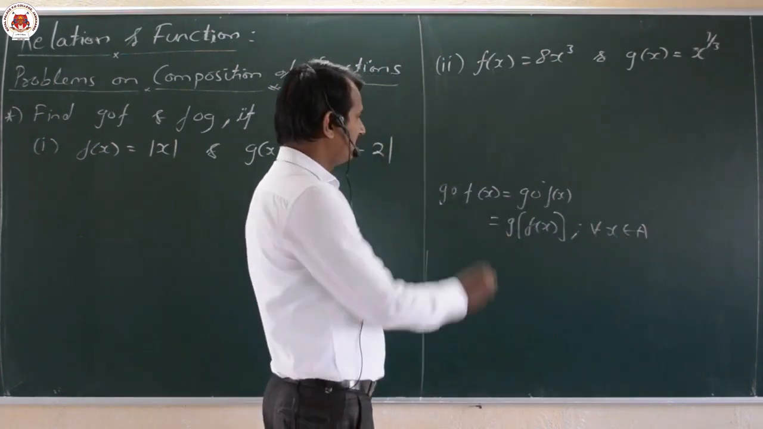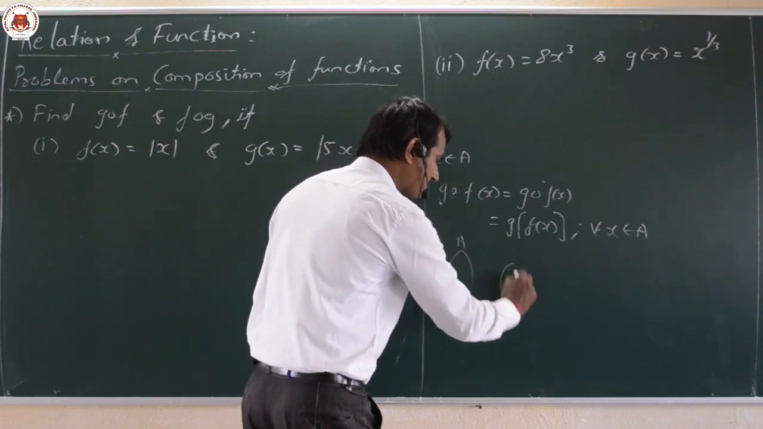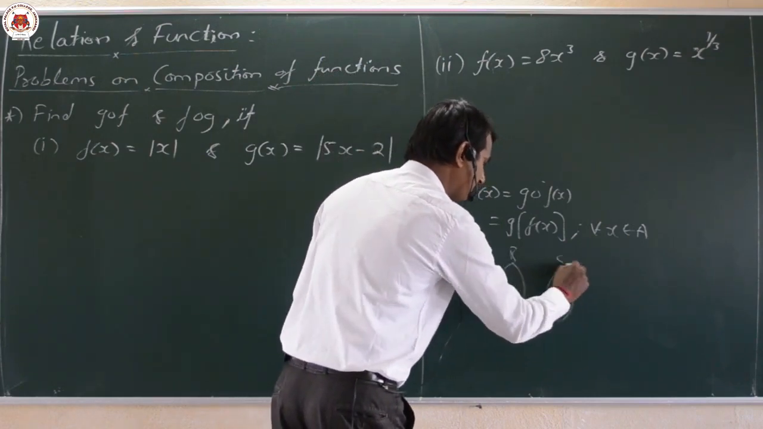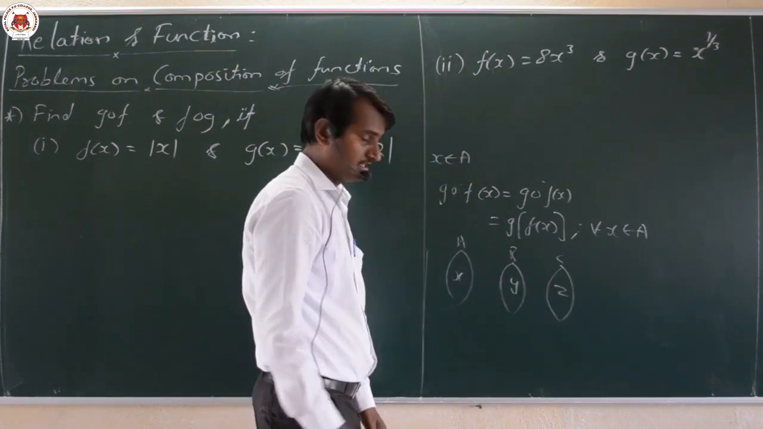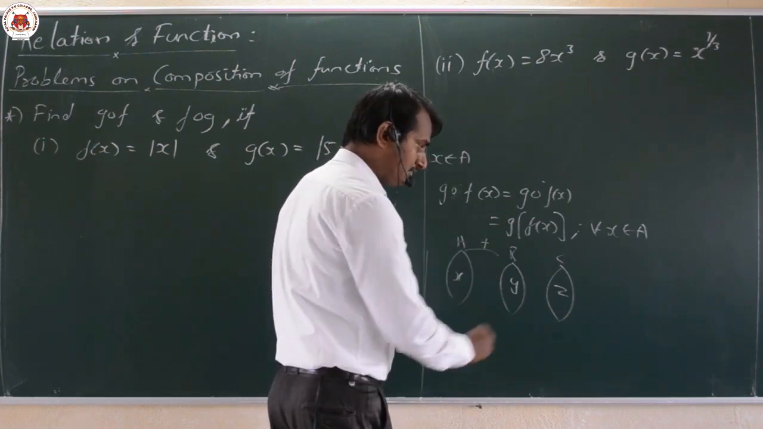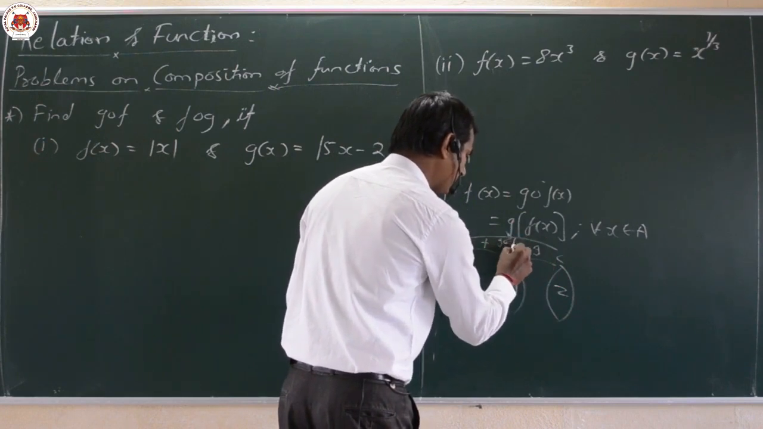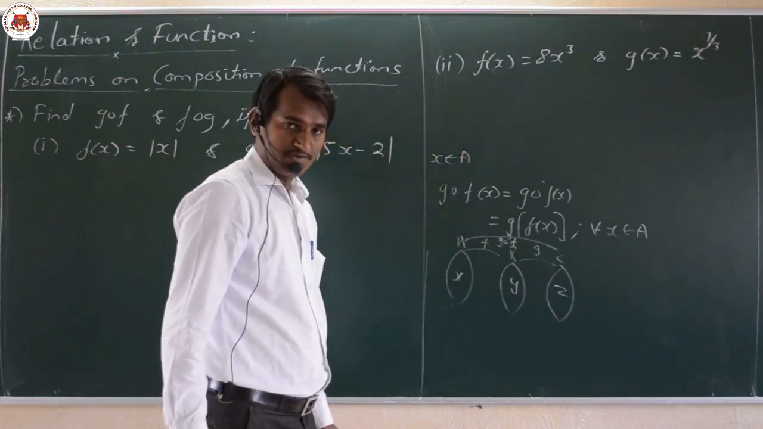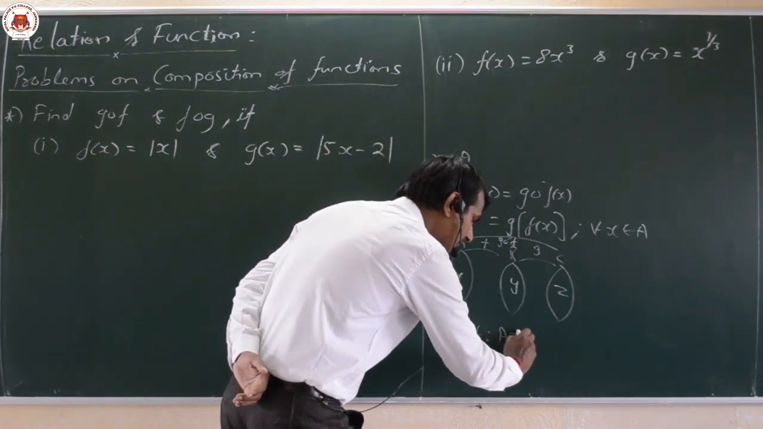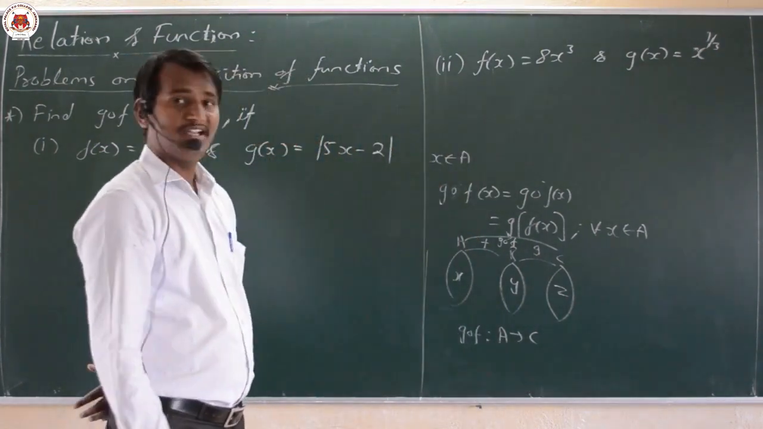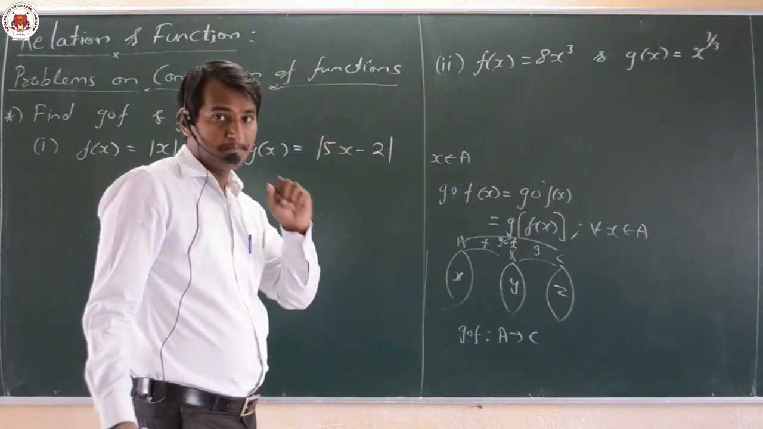Here x belongs to the set A. Here we are having three sets: A, B and the set C. All these elements are x, these are y, and these are z. This is our function f, this is our function g, and this particular thing is our function g of f. We can define g of f from A to C. Friends, this is all about the basic things that we discussed in the previous class.